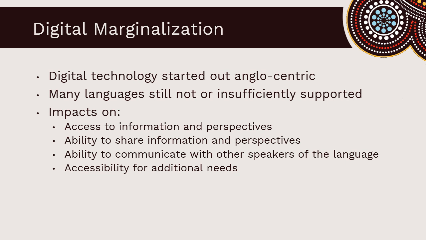The ability to communicate with other speakers of the language. So if you think about how much communicating you do on your phone with a messaging app, for example, this is very difficult if a language isn't fully able to be written in, for example, or if there is no predictive text for more advanced systems and so on.